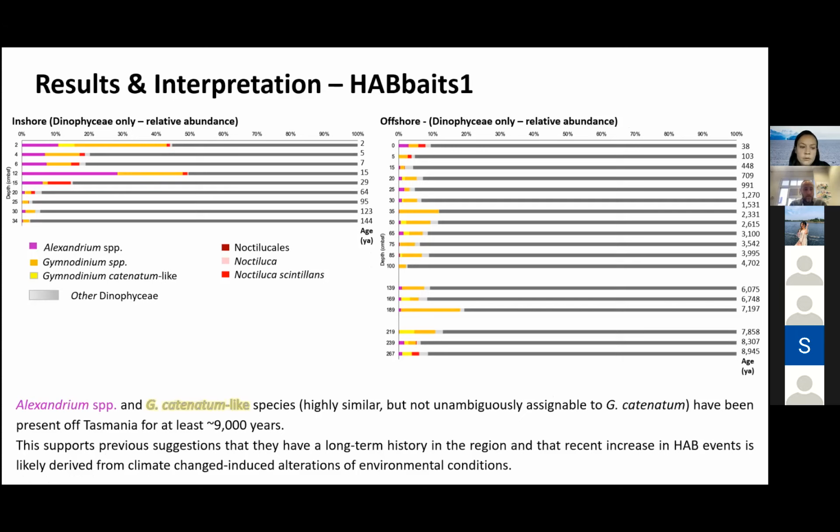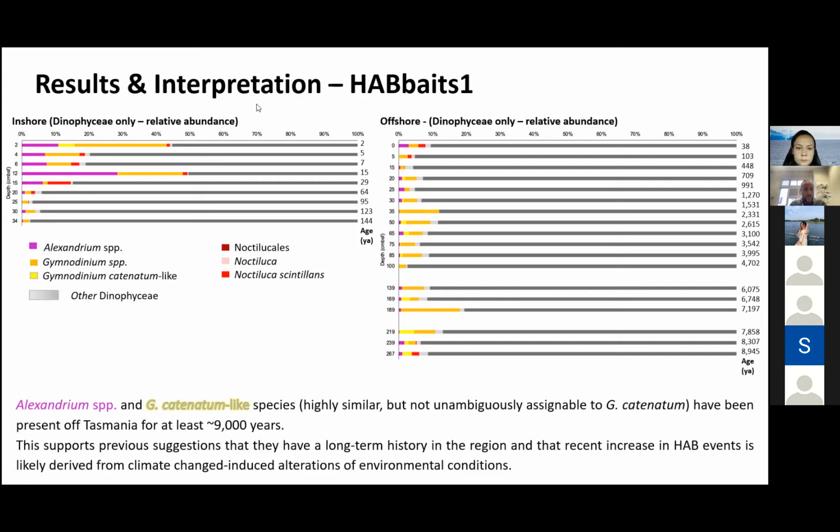Then in terms of ecological interpretation of the data for Alexandrium and Gymnodinium, we did find sequences of them all the way through in both cores. Alexandrium, though, especially increased in relative abundance in the inshore core. So it does look like a recent promotion of growth of this dinoflagellate in the region, probably due to the changing conditions that we're seeing on the Australian east coast and Tasmanian coast.